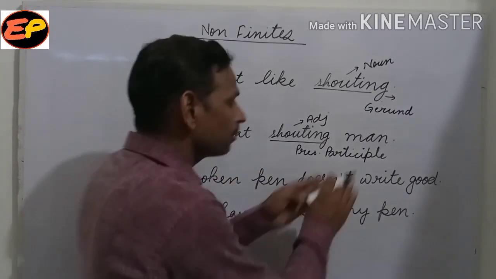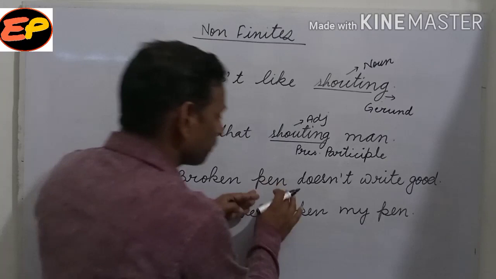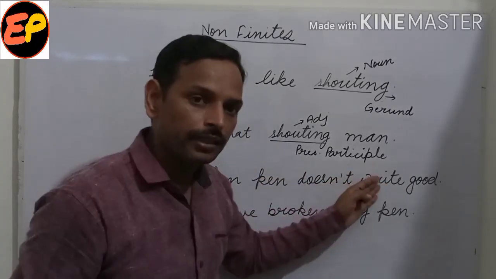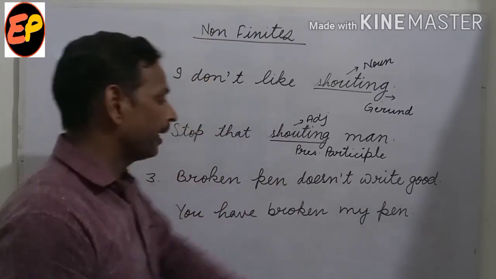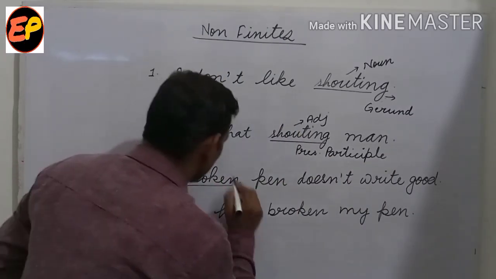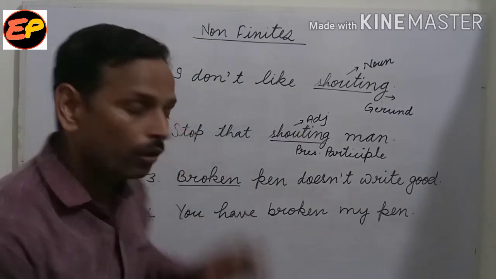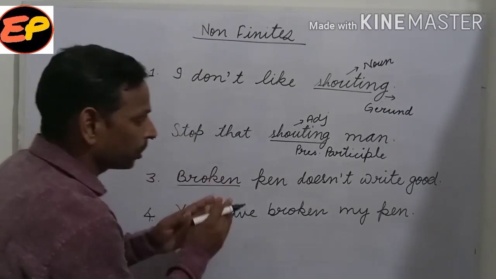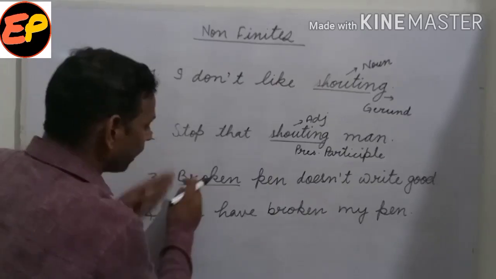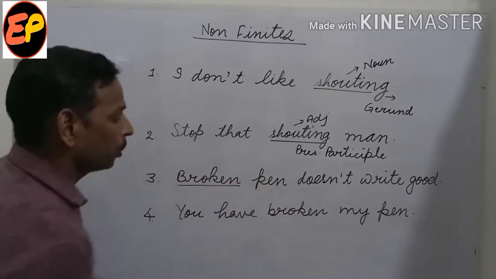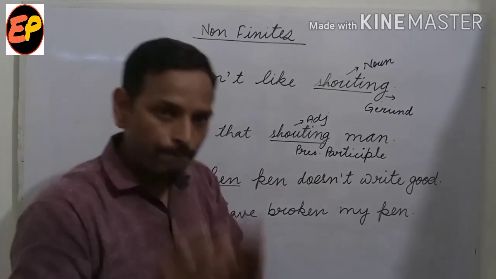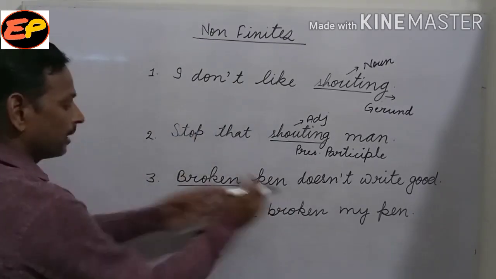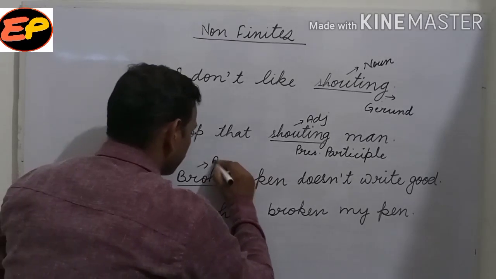The same way you may find it out in number 3. Broken pen doesn't write good. Subject is pen, and what does the pen not do? Write. Write is the main verb, that is the finite verb. Another verb remains here, that is broken. This is the third form of verb. And if we correlate this word with pen, you will find what kind of pen. So if you are getting what kind of noun, surely this is an adjective.